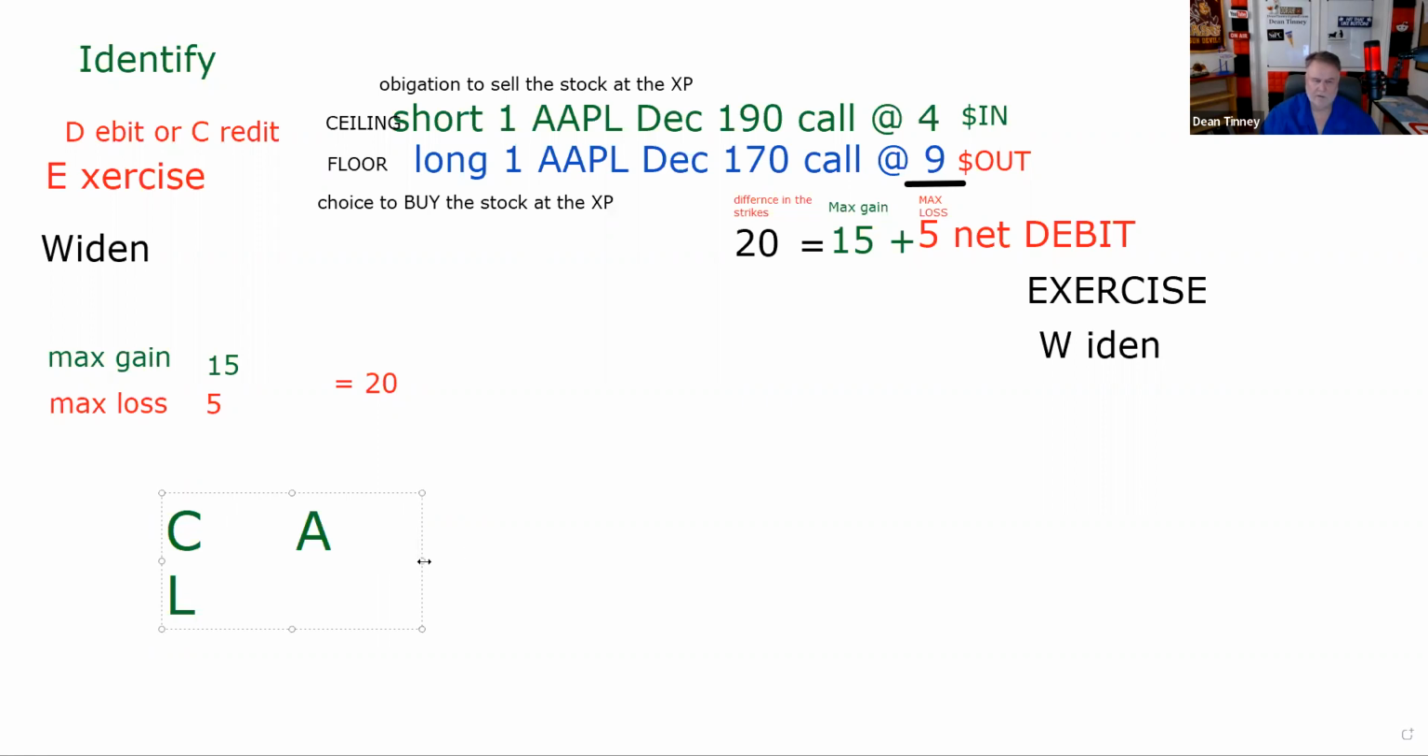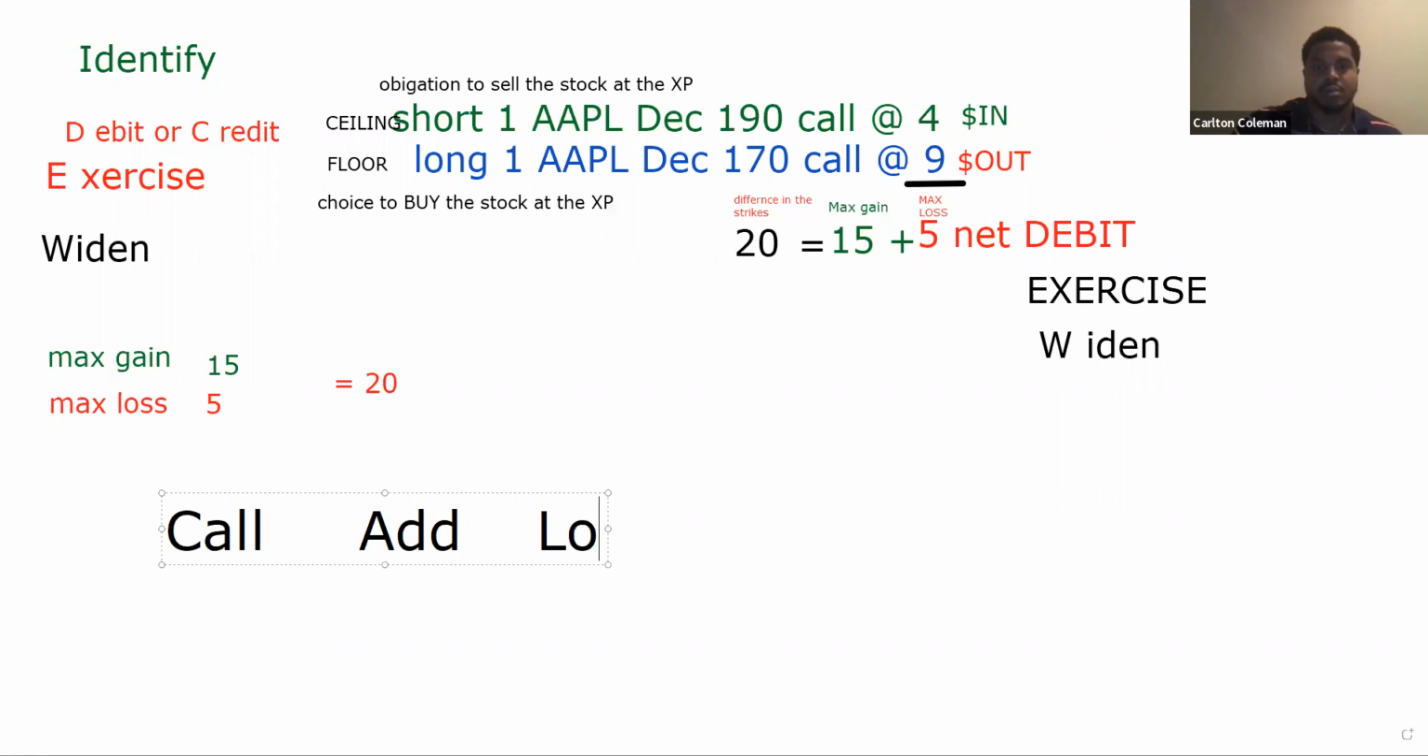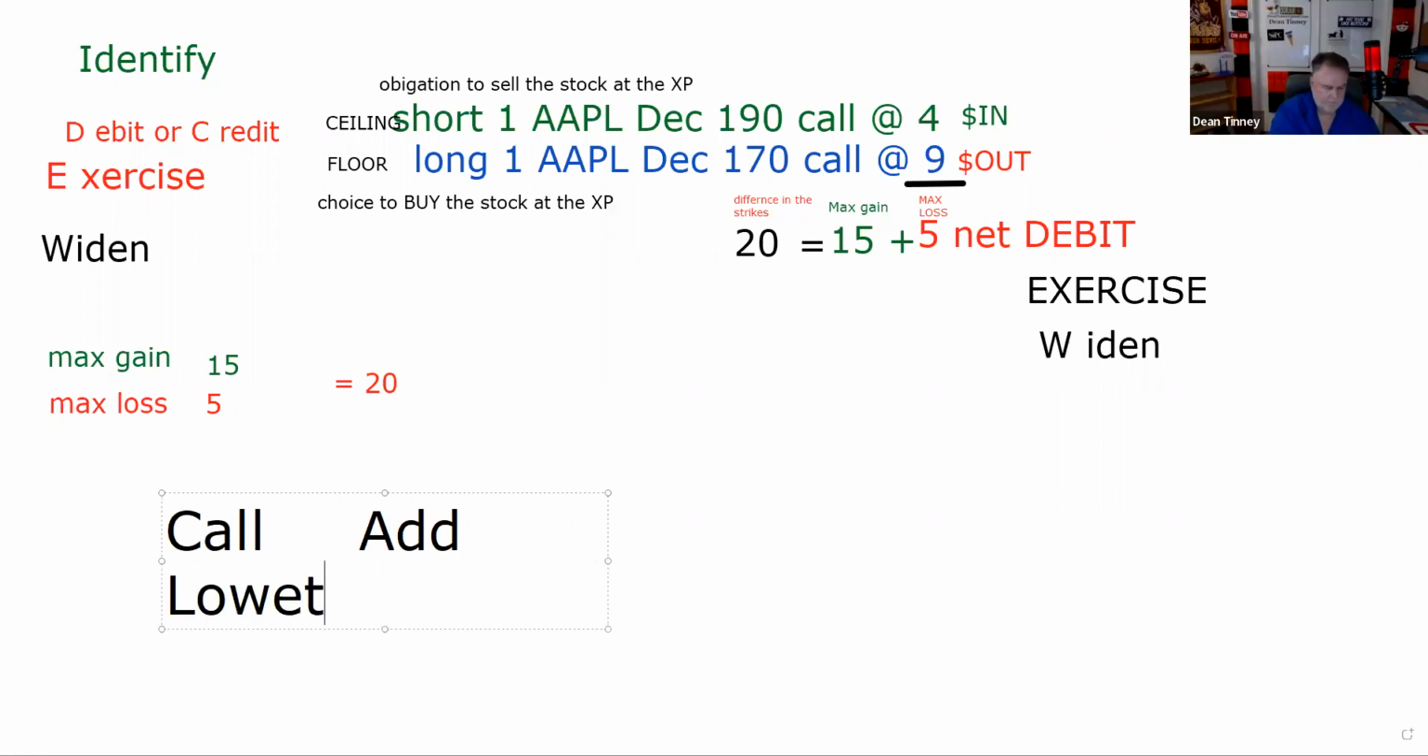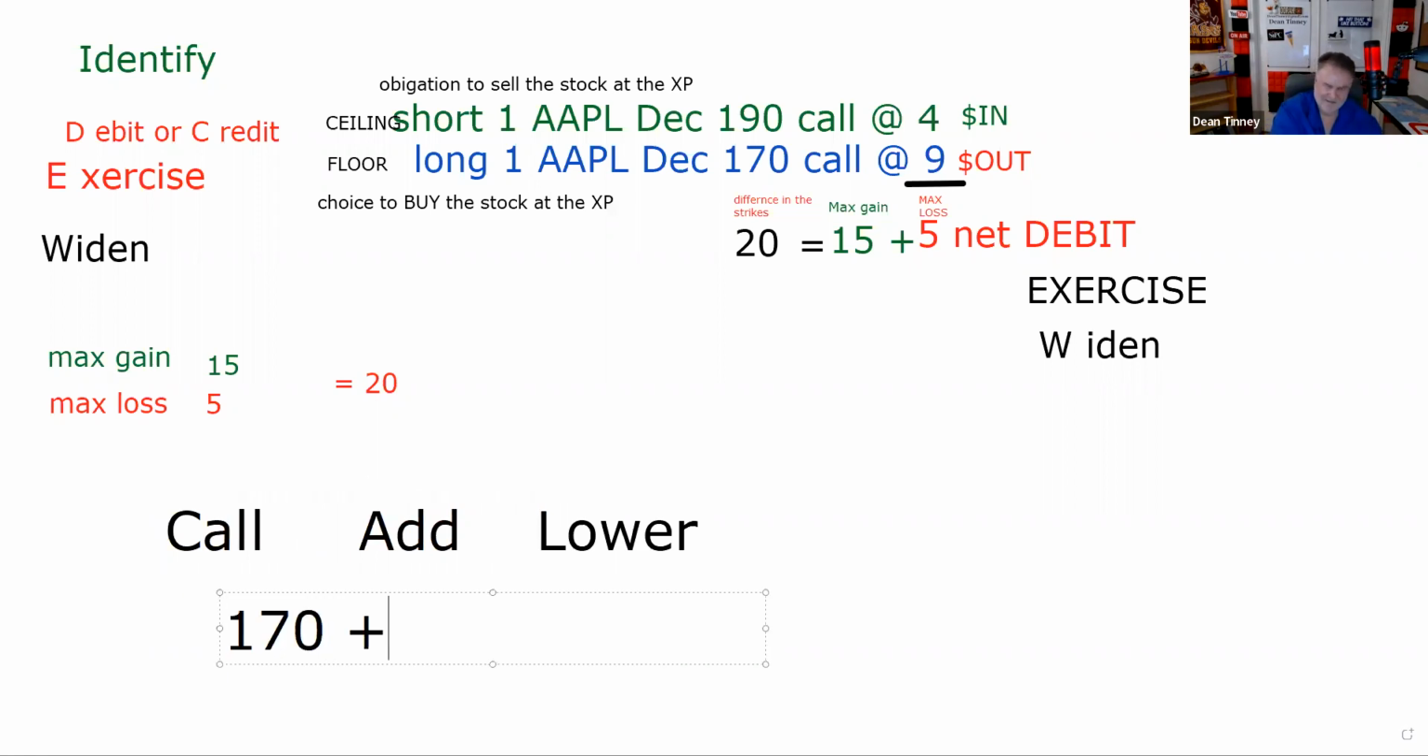Now, again, Carlton, you needed 179 to break even, and Dean only needs 175. The reason I only need 175 is because I lowered my out-of-pocket cost, which is the whole point, with the ceiling. So here, call, add to the lower. I'm going to take the lower strike, which is 170. 170 plus 5. I think I got it right.